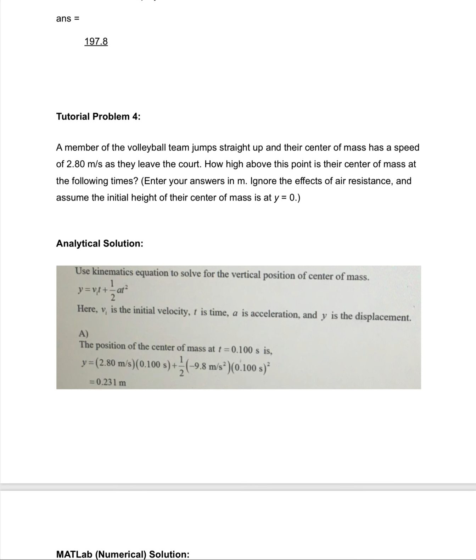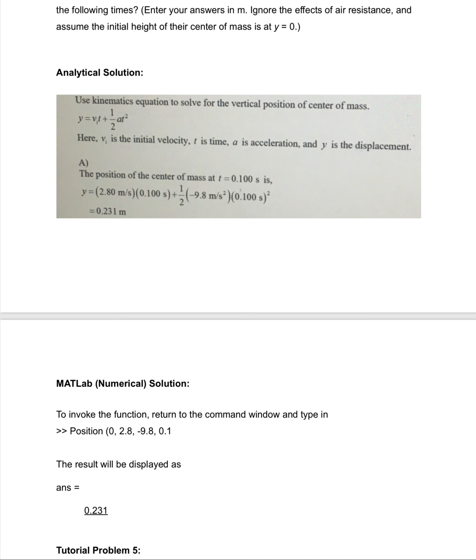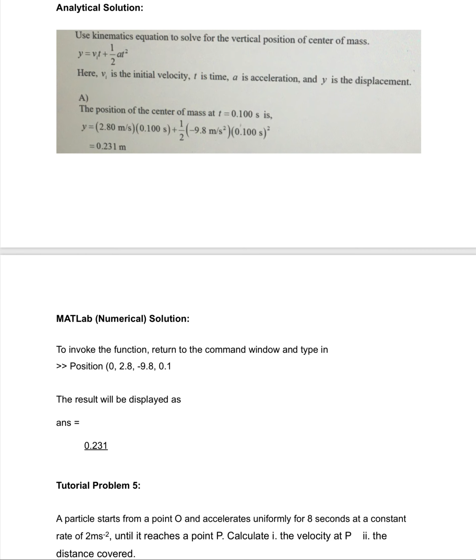In this tutorial problem, a member of the volleyball team jumps straight up and their center of mass has a speed of 2.8 meters per second as they leave the court. How high above this point is their center of mass at the following times? Enter your answers in meters, ignore the effects of air resistance, and assume the initial height of their center of mass is 0. So then you grab this equation to solve for vertical position of the center of mass. Plug in the variables that you are given, and you would get 0.231 meters. Or you can just grab the variables that you are given and plug them in and get the exact same answer.